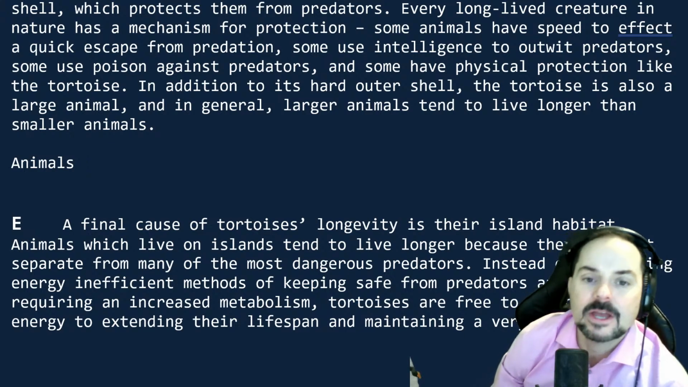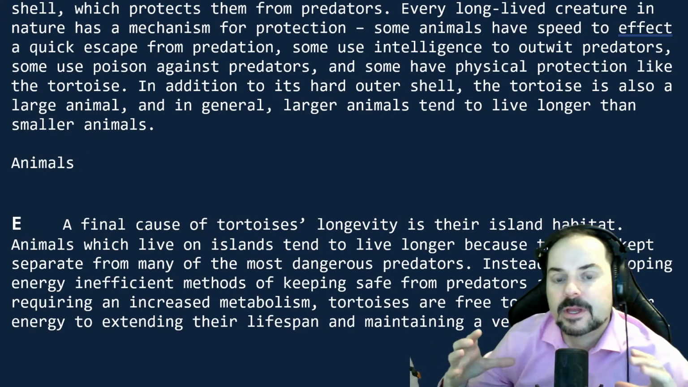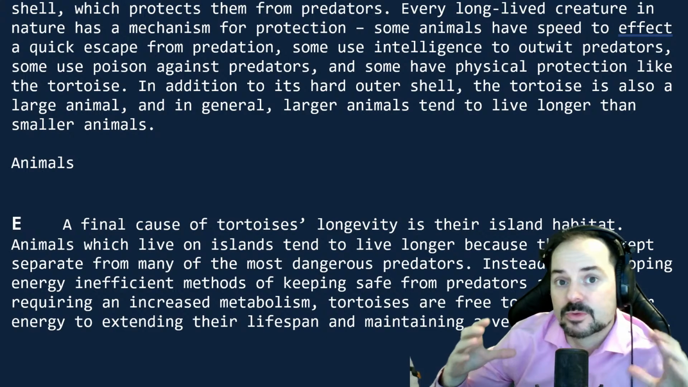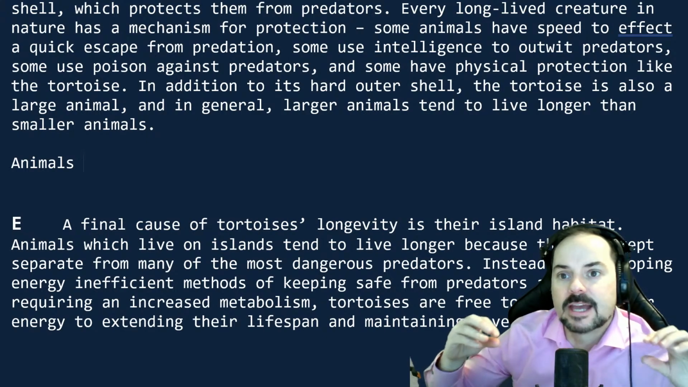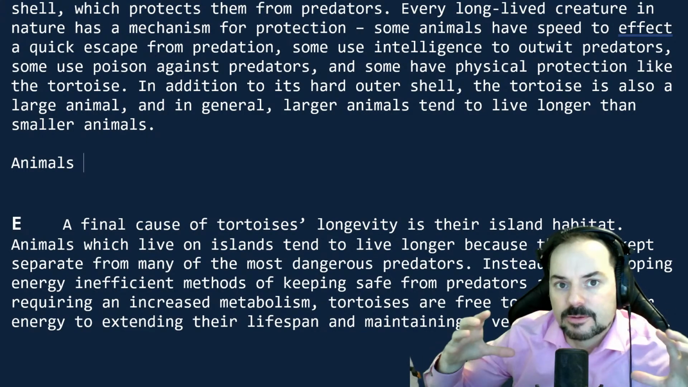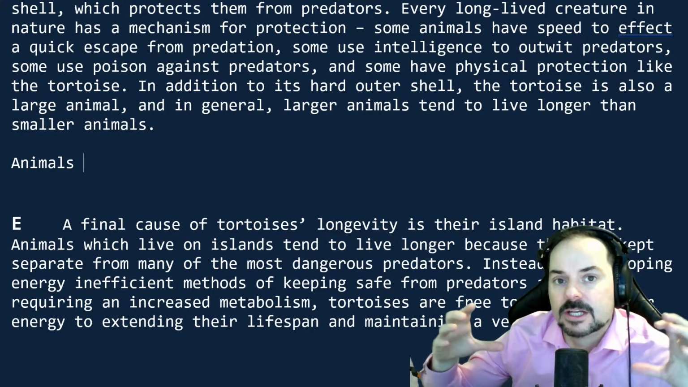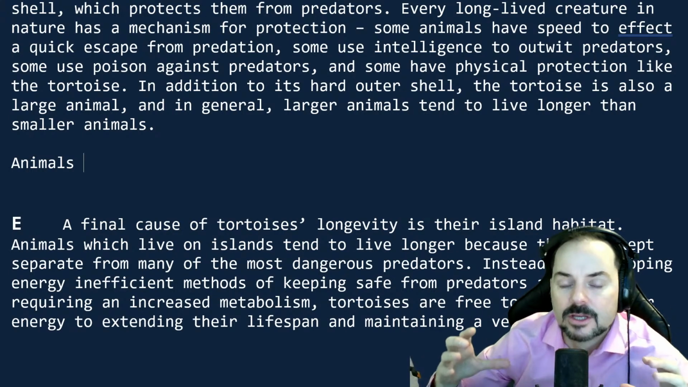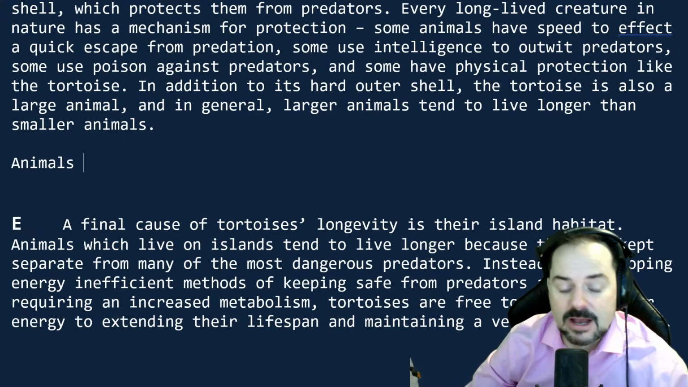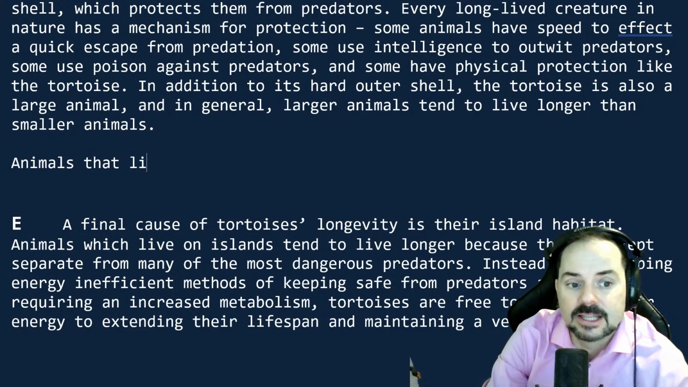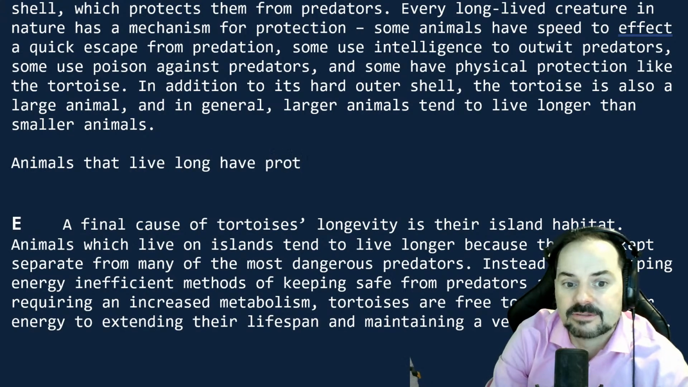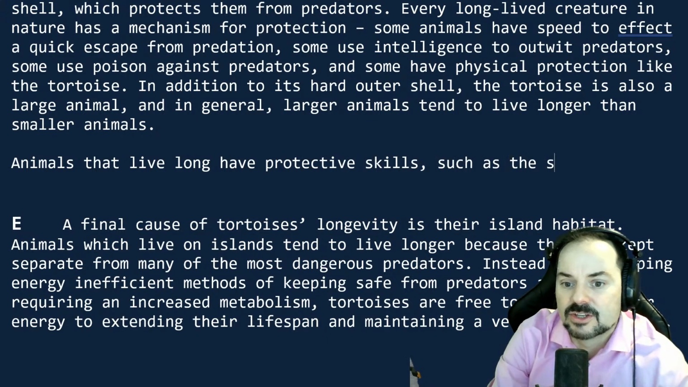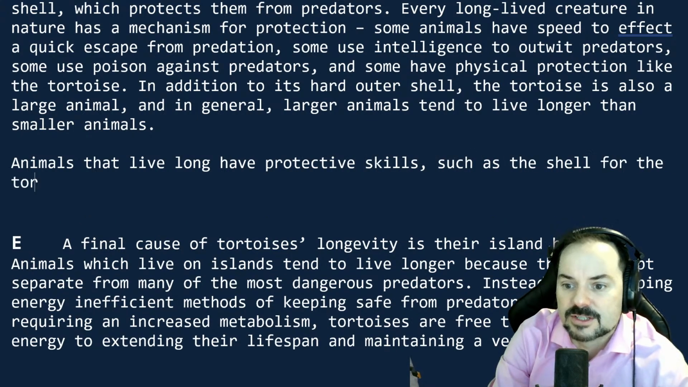Not bad. So you captured a piece of it. The trick to doing this exercise really well, Phuong, is to capture as much of the paragraph as possible in as short a way as possible. So if you were to ask me what this paragraph is about, I would say animals that live long have protective skills, such as the shell for the tortoise.